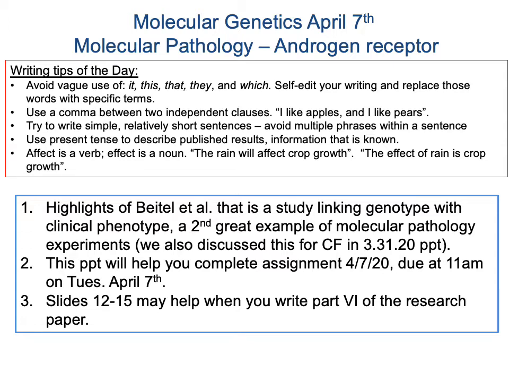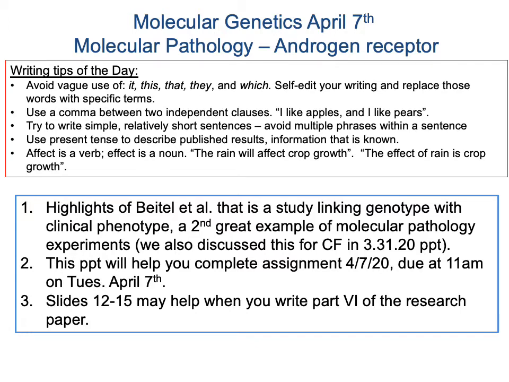A little bit of a grammar reminder about using commas between two independent clauses, like I like apples, comma, and I like pears, right? Because we have a subject and a verb in that second part of that sentence, we need to use a comma to link those two. And just a reminder to try to write simple, relatively short sentences. We're describing complicated ideas, so it's going to be much easier to convey those ideas by using shorter sentences and avoiding lots of phrases within a single sentence.